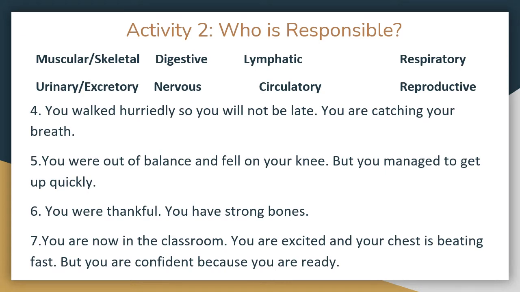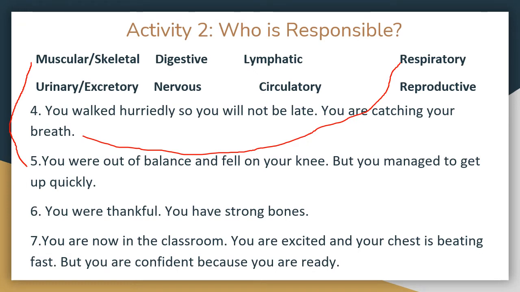So, which organ system is responsible for this situation? Deals with breathing. That is respiratory system. For number 5, you were out of balance and fell on your knee, but you managed to get up quickly. So that is under muscular or skeletal system. Then for number 6, you were thankful you have strong bones.